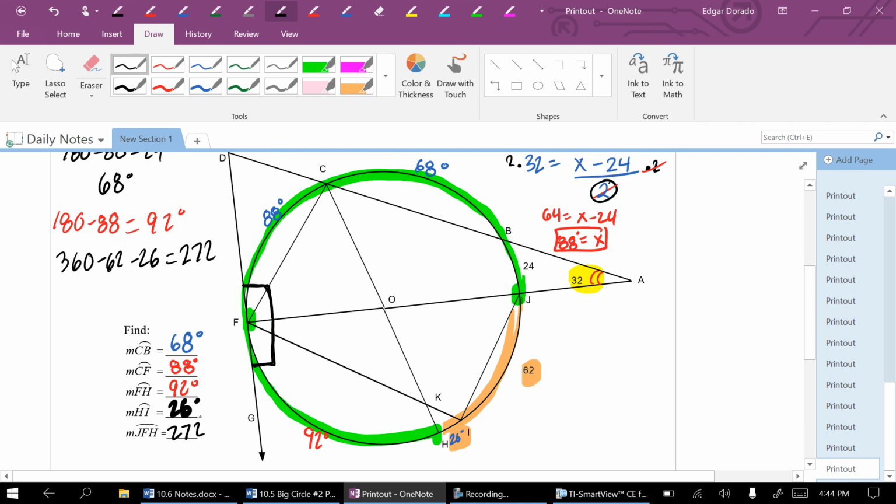272. All right, we officially now have all of our arc measures. Let's start working with some angles now. So finally, we can get started here. Okay, let's move on then.